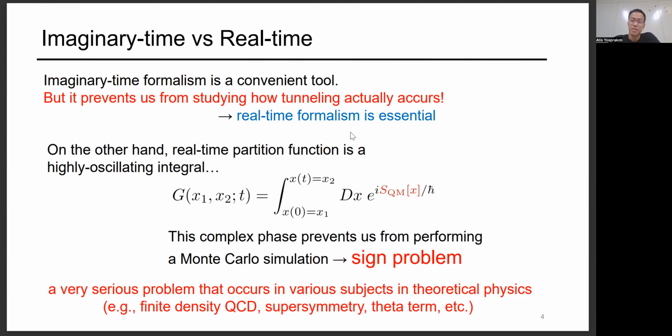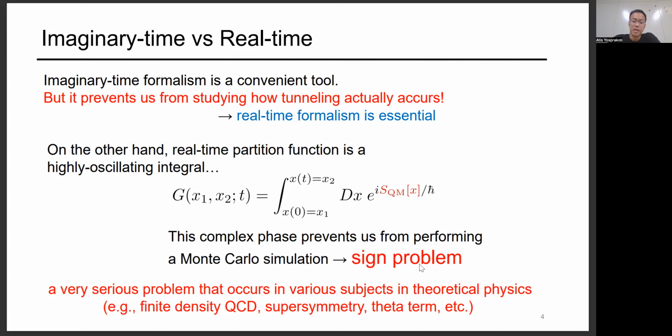But the real-time path integral is very notorious. It is well known that the integral is highly oscillating. Let's say, for example, we have a propagator function of a particle moving from position x1 to x2 with time interval t. This can be represented by the path integral like this. We have the sum over all trajectories with this boundary condition: initially at x1, and at time t it is at x2. We integrate the phase exponential of i times the quantum mechanical action, and this phase is highly oscillating depending on the trajectory. This is really a problem if we want to perform the integration using Monte Carlo simulation, and this problem is known as the sign problem.